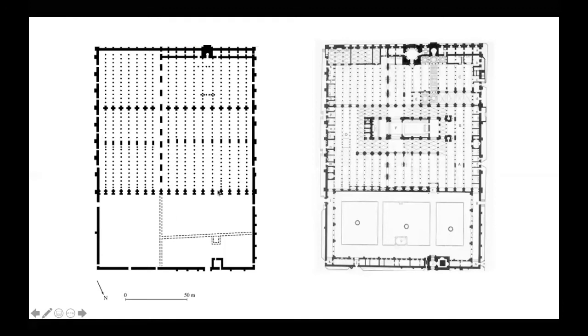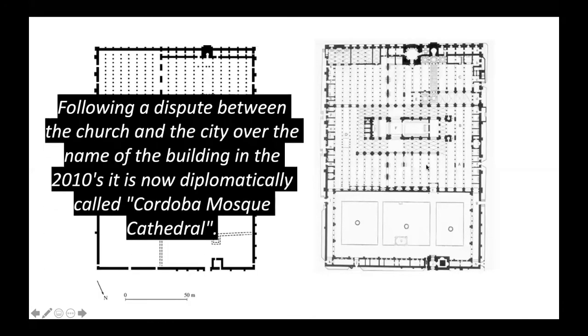So we went from this floor plan to now this floor plan. So we still have the Qibla wall. Looks like something else has been added in there. Oh, there you go. Looks like we have a transept right in there. So this is an example. Well, following a dispute between the church and the city over the name of the building in the 2000s, it is now diplomatically called the Cordoba Mosque Cathedral and encompasses all religions.